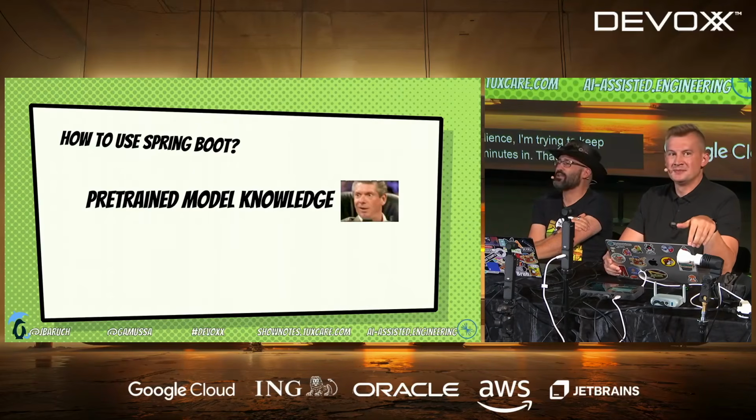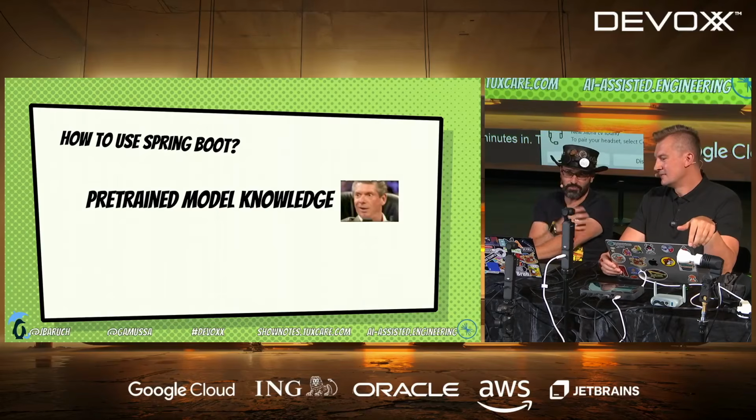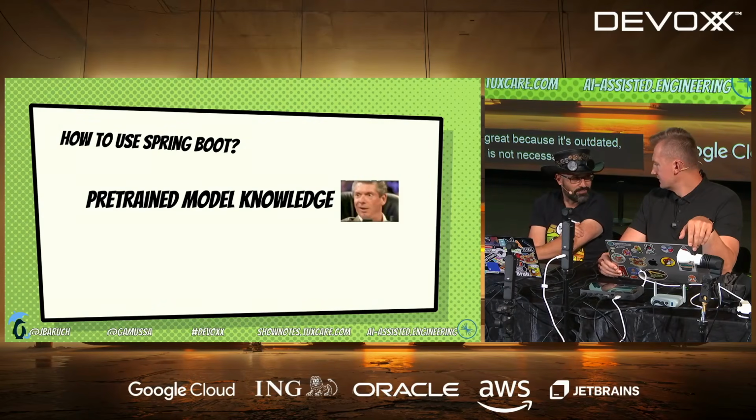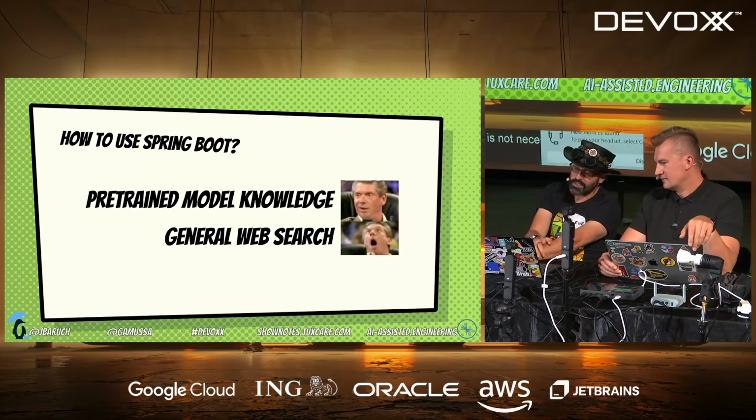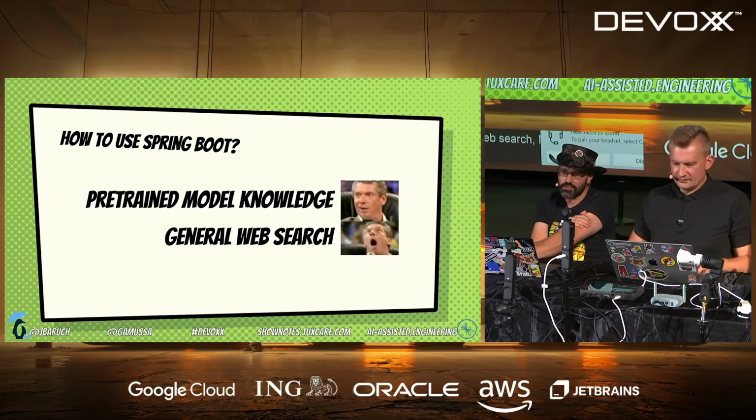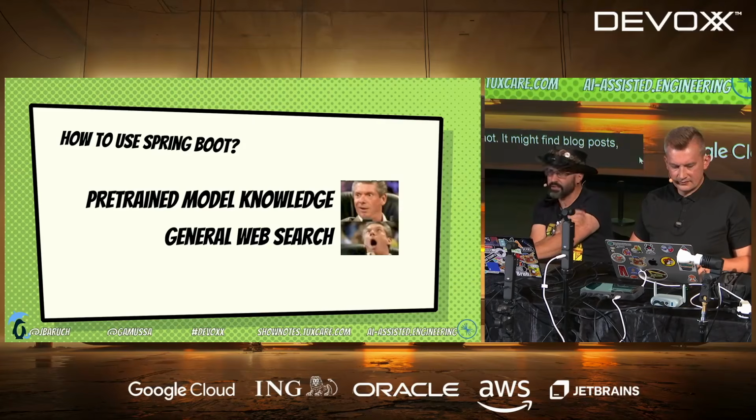That's okay. So basically it's part of their knowledge from the earlier days when it learned stuff, right? It's not great, because it's outdated and because pre-training has a lot of stuff that is not necessarily correct. We can ask the model to do a general web search. Maybe it will find the right documentation, but maybe not. It might find blog posts which are not exactly accurate. It might find outdated information for older versions and what not. So we can do better.